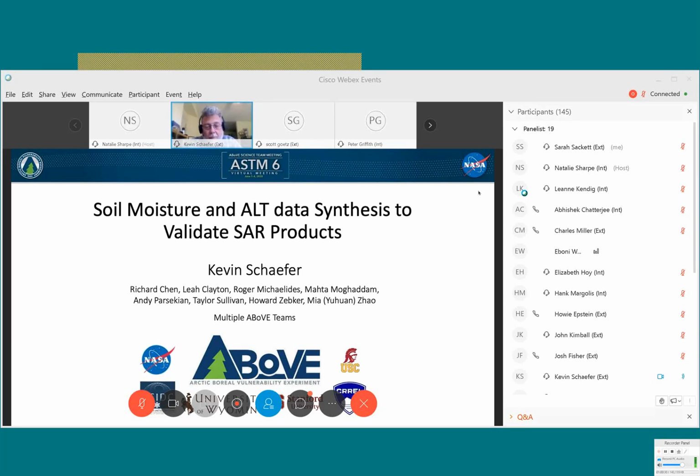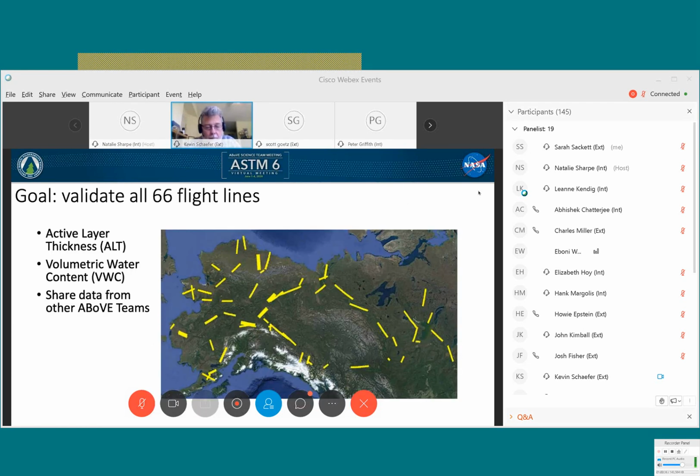Our ultimate goal is to try to get validation data for all 66 flight lines where we can apply our data processing techniques. This is pretty hard. I'm not sure we can do this, and we obviously can't visit every single one of these sites to do field work. So we've been asking various teams in these flight lines to take measurements or provide data.